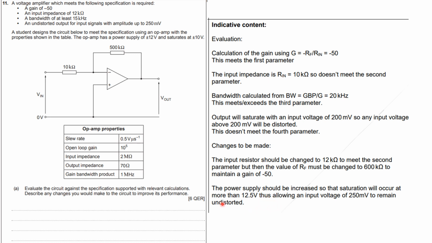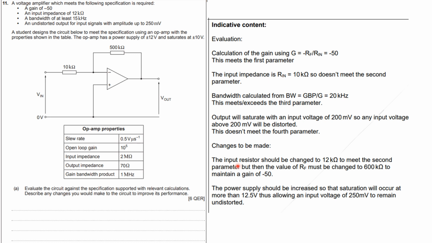It's quality of extended response. So if you've got all of this and it's very coherent, you'll get 6 marks. If you've got some of it, 3 or 4 marks. If you really don't understand what you're doing, you're going to get 0, 1 or 2 marks. Okay, I hope that makes sense.